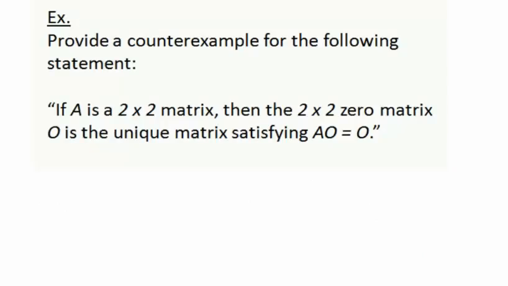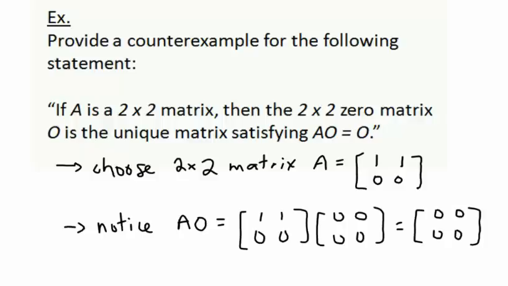In our next example, we're going to find a counterexample for the following statement. If A is a 2 by 2 matrix, then the 2 by 2 zero matrix, which we're going to denote with capital O, is the unique matrix satisfying A times O is equal to O. To begin this example, we're just going to choose a 2 by 2 matrix, and we want it to be fairly simple to work with, so I've chosen this 2 by 2 matrix: 1, 1, 0, 0. And then next, notice that when we do the multiplication of A times the 2 by 2 zero matrix, we do indeed get the 2 by 2 zero matrix. So there exists at least one object satisfying this property. We just don't know if the 2 by 2 zero matrix is the only object satisfying this property.